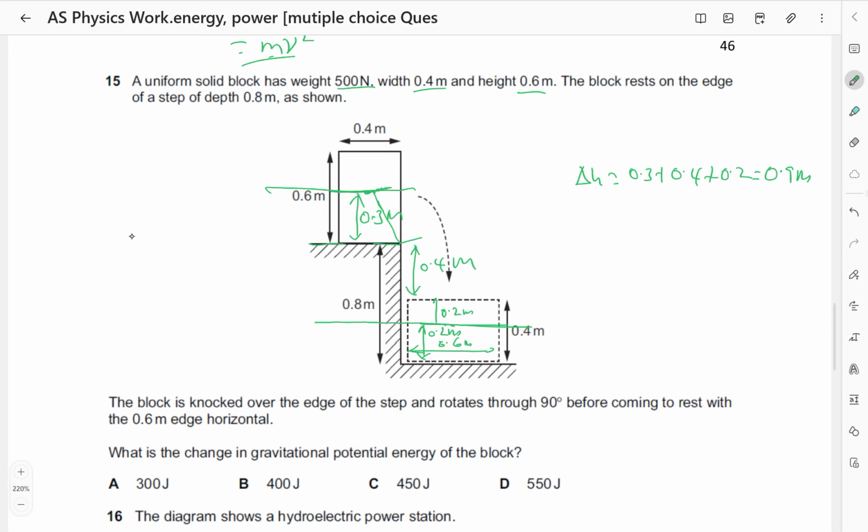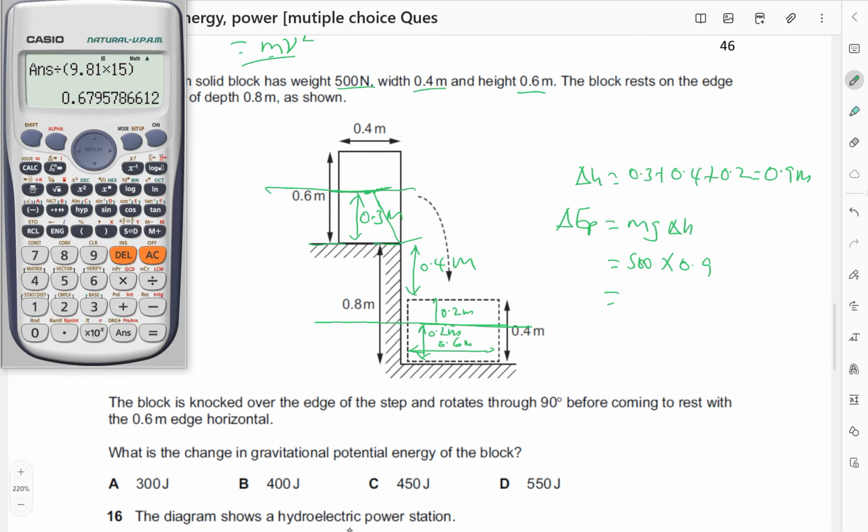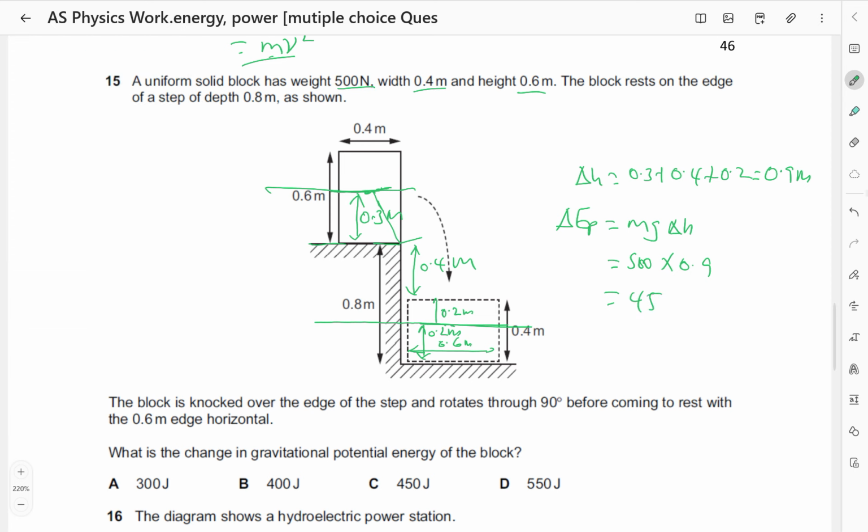Therefore, the change in gravitational potential energy is going to be mg times the change in height h. So mg is 500 newtons, times the change in height, which is 0.9. So this gives us 500 times 0.9, which is 450 joules. So that is 450 joules, which means our answer is going to be C.